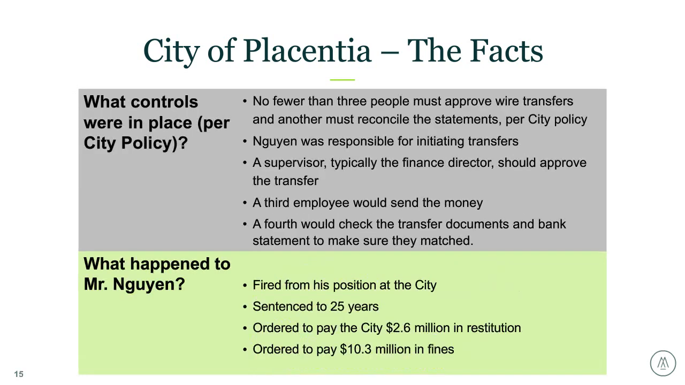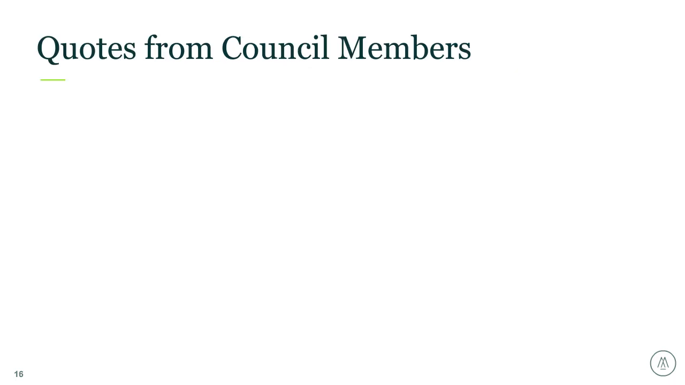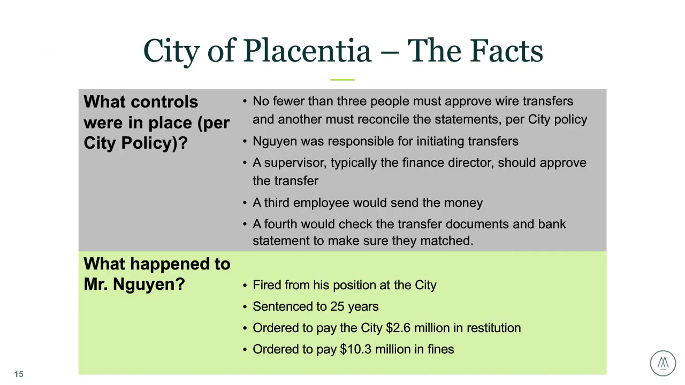So what controls were in place per city policy? Well, prior to the fraud occurring, city policy required that multiple individuals be involved with a wire transaction, but then a separate person should be responsible for reconciling the transaction to ensure everything matched.